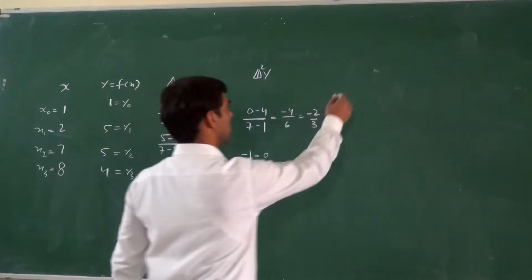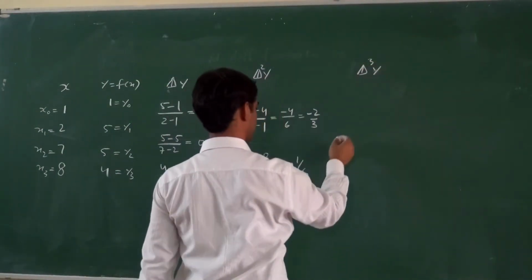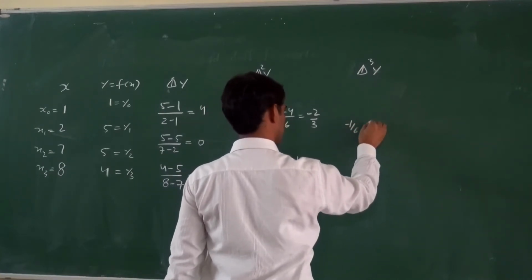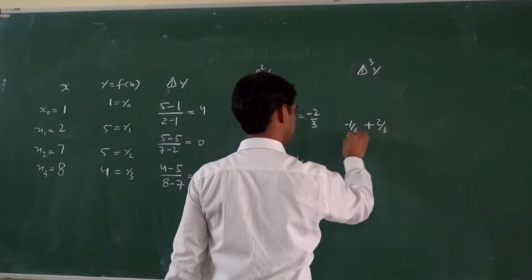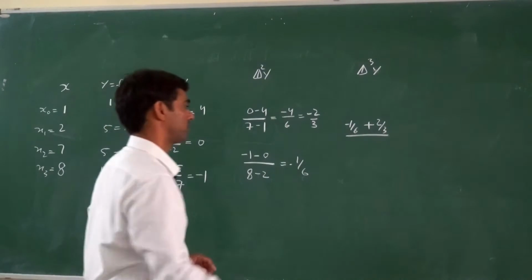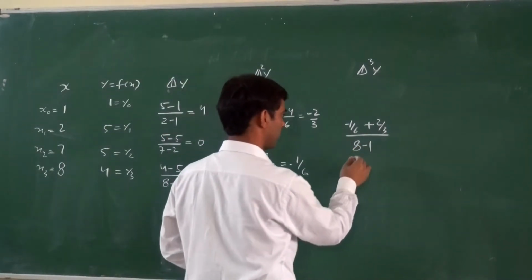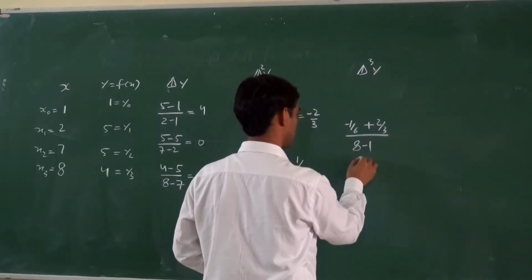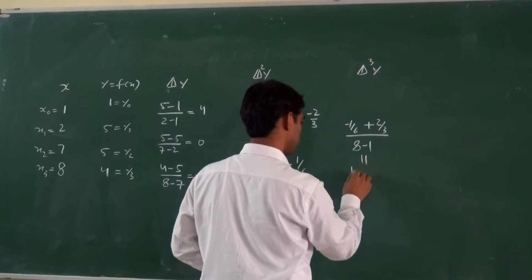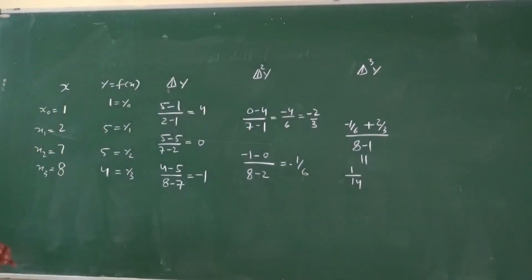So what is the third order divided difference? Minus 1 by 6 minus, which becomes plus, 2 by 3, divided by 8 minus 1. I have already calculated the value for this one, and it is 1 by 40. So this is the way we construct the divided difference table.